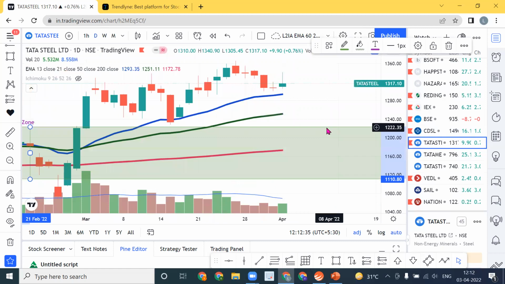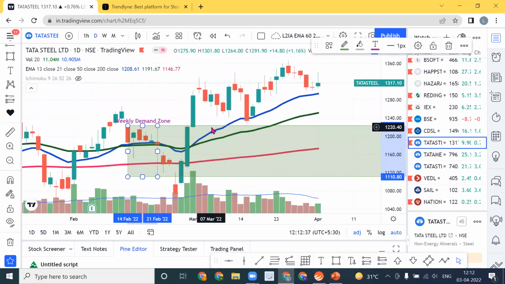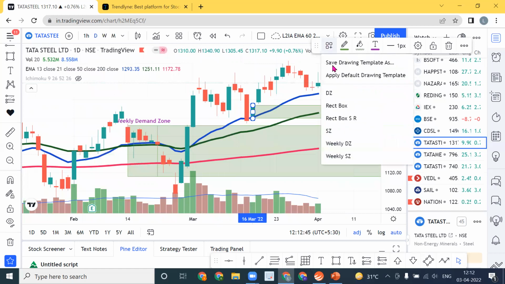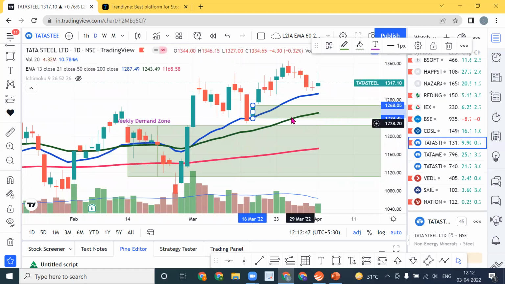On the day chart, Tata Steel, you can see this is a weekly demand zone and there is a daily demand zone here. So when both the zones are very near to each other, there is a good chance that that particular demand zone will be respected. So you can see here, mark my words, Tata Steel will go up. It has gone up here. It has come to this level. It will come down to 1280 levels, 1270 levels. And then it will take a jump.